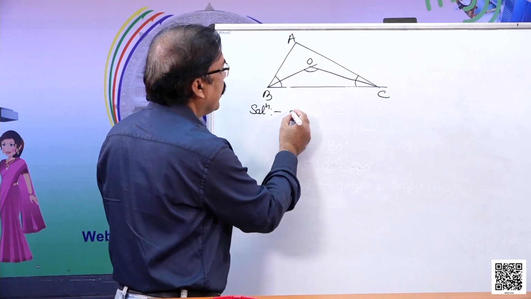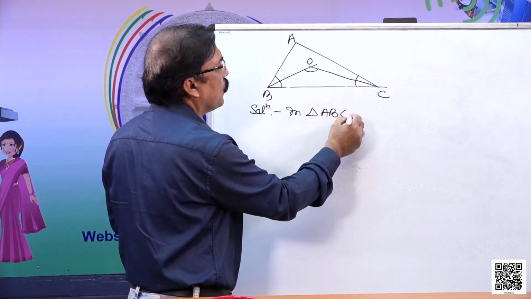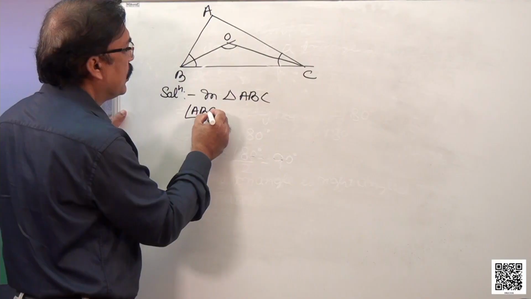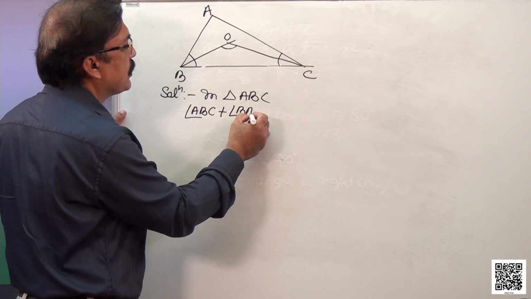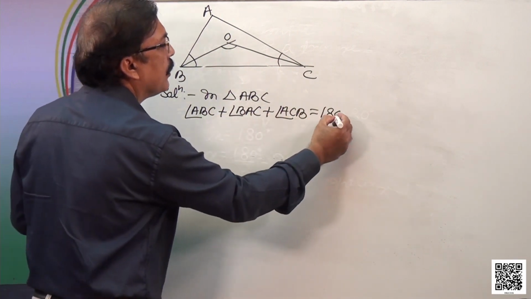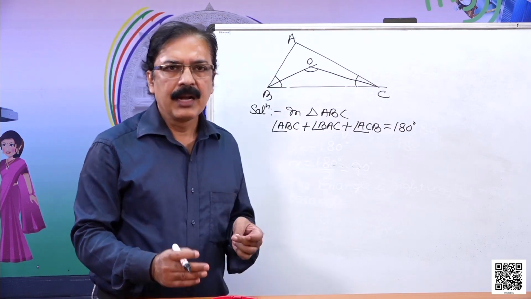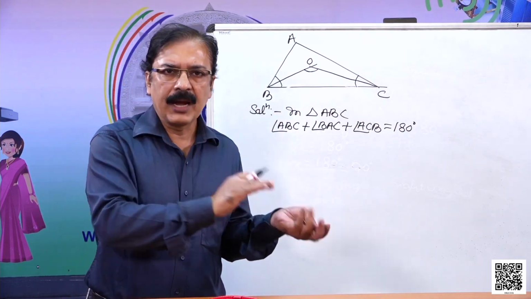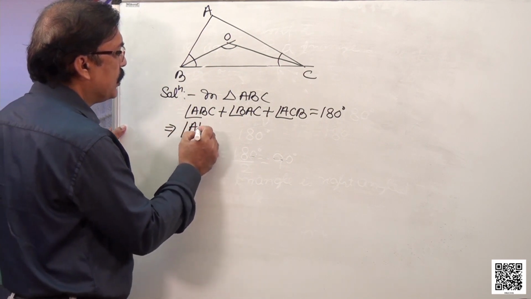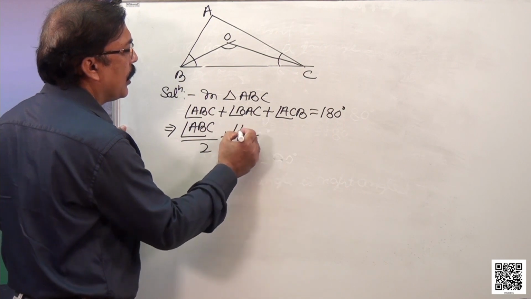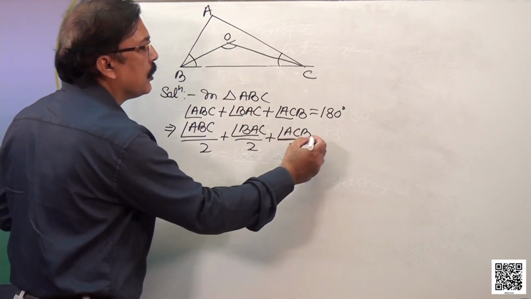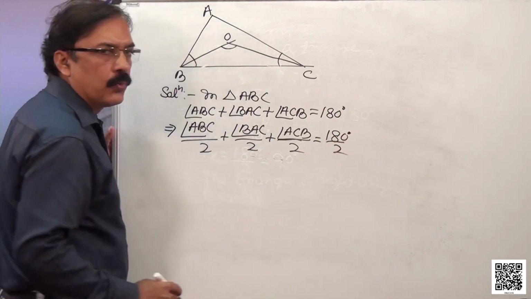See, in triangle ABC, we have three angles, that is angle ABC plus angle BAC plus angle ACB to be 180 degree. Now, if we divide each of these angles on both sides by 2, what do we get? We can write that angle ABC by 2 plus angle BAC by 2 plus angle ACB by 2 is equal to 180 degree by 2.